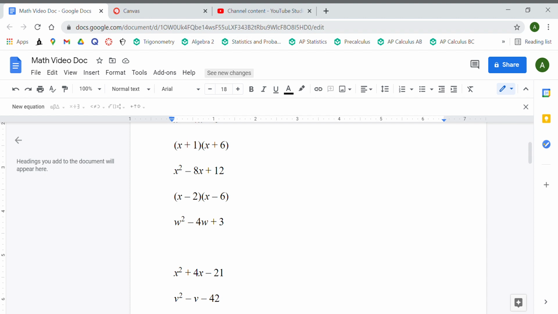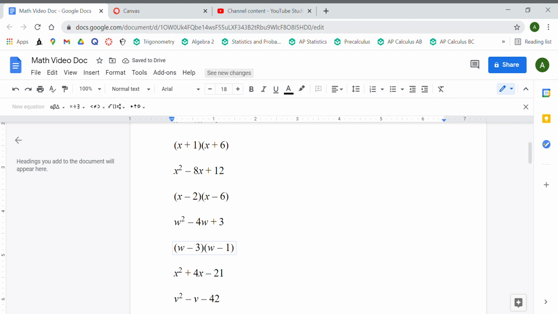So we have w squared minus 4w plus 3. We have a positive sign right next to 3, so the signs must be the same. We have a negative sign right next to the 4, so the signs must be negative. The only factors of 3 are 1 and 3, and luckily, they add up to 4. So the way we factor this is w minus 3, w minus 1.